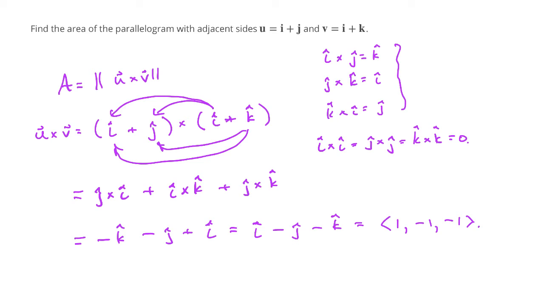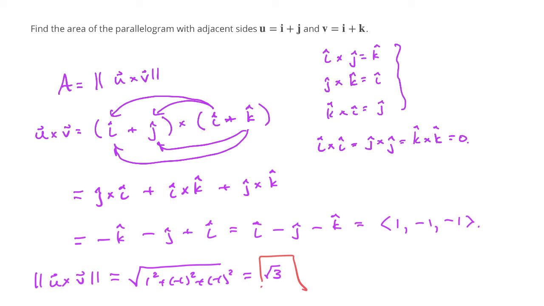Now for the area of the parallelogram. If we want the area of this thing, that's just going to be the length of our u cross v. And so that's going to be the square root of 1 squared plus a negative 1 squared plus a negative 1 squared. And so we end up with the square root of 3 as our final answer.